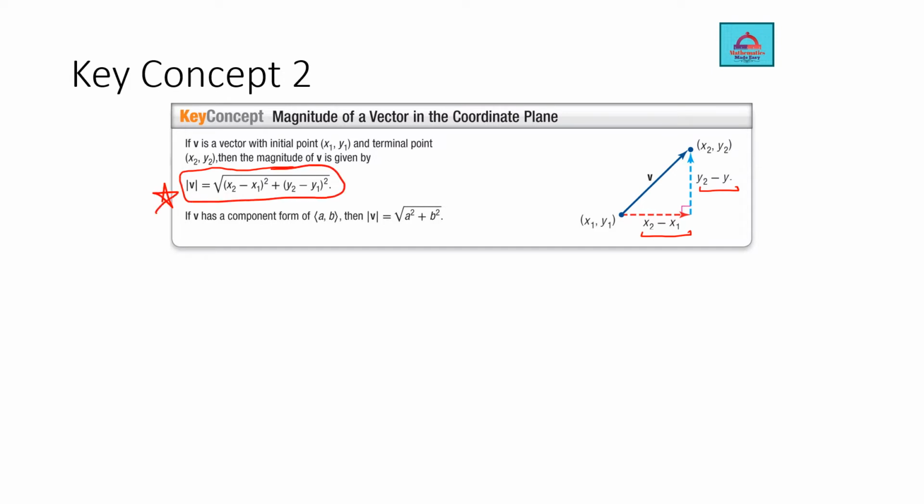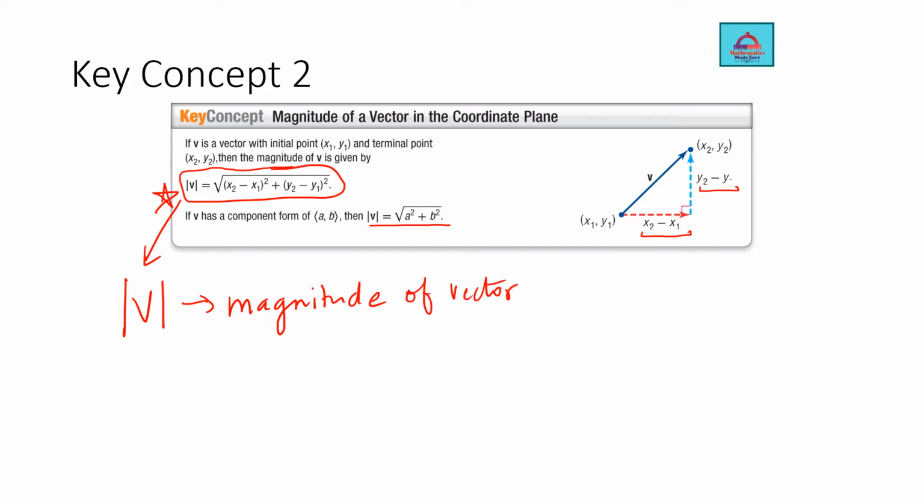Very, very important formula. I'm sure you'll be getting some questions, and if v has a component of form a comma b, you are taking it from the origin, then it will be this value. Now I want you to recall that if I write something like this, it means magnitude. So the vector v written with the bars around it denotes magnitude of the vector, which is the square root of the sum of squares of the components. Pretty important question. You'll be getting a question in your exam on this formula. So let's see what kind of question to expect from magnitude of a vector in the coordinate plane.